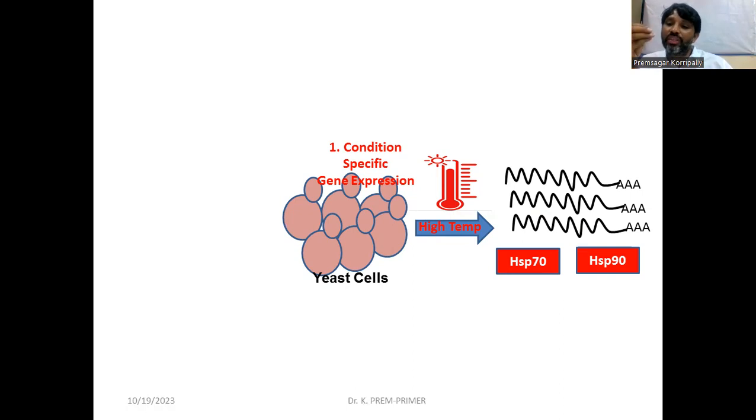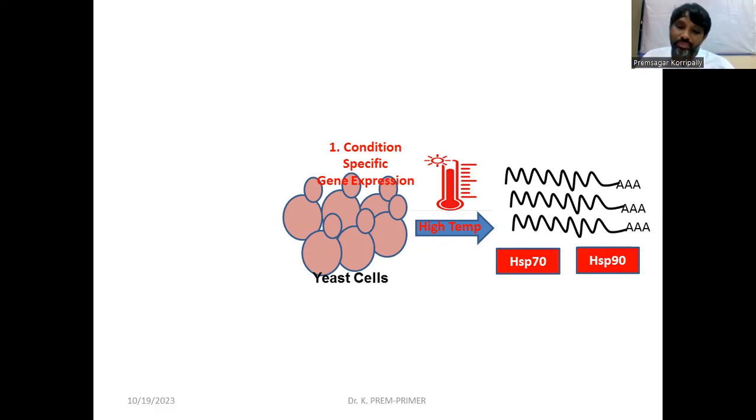And their function, HSP70 or 90, is to restore the denatured proteins to normal, right? Denatured proteins to normal protein, restoring function. So this we can get through the cDNA. If you construct a cDNA library from these mRNAs, you will know which genes are responsible for tolerating or adapting to the particular condition.